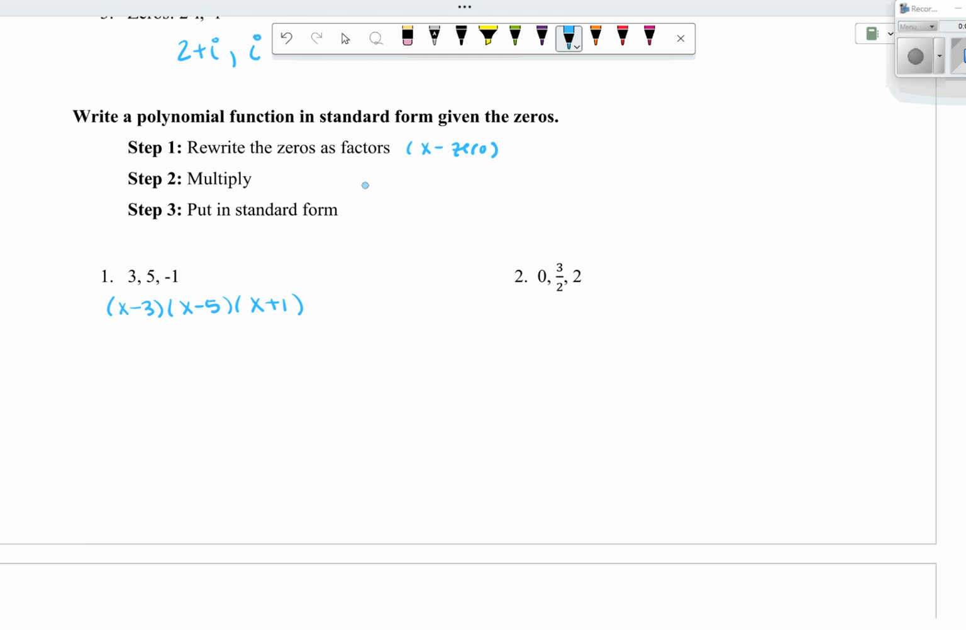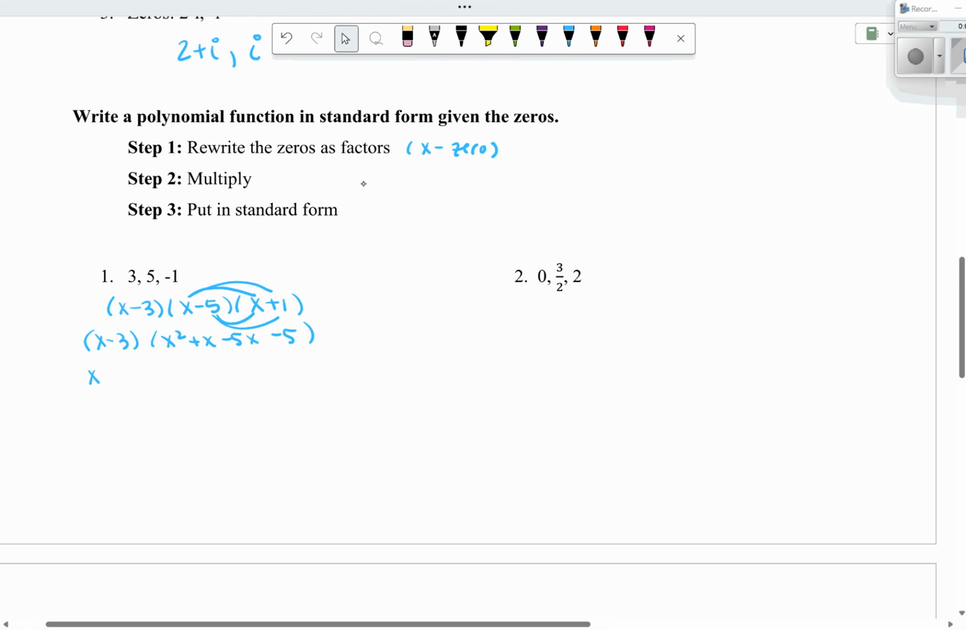So let's go ahead. I'm going to FOIL out this first. We have x minus 3 in front, and when we FOIL, we get x squared plus x minus 5x minus 5, which becomes x minus 3 times x squared minus 4x minus 5. Hopefully by now you should be able to FOIL it out without having to write all that out, but I'm just writing the steps just in case.